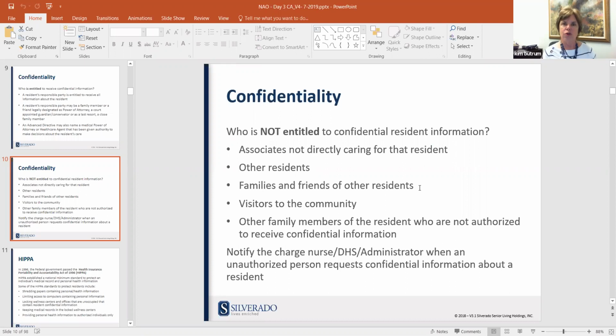So when other families, even though they're well-intentioned and they really care about the resident, they cannot get that information from you. If that occurs, direct them to the charge nurse, and the charge nurse will help them to understand that. The other people that are not entitled to confidential resident information are visitors that come in and out of the community, or other family members of that resident who are not authorized to receive confidential information. So again, anytime you have someone asking information and you're not sure if they're entitled to know about that resident, then have them go to the charge nurse or the DHS or the administrator, and they can take over with that, and they can help determine whether that person has the right to that information.